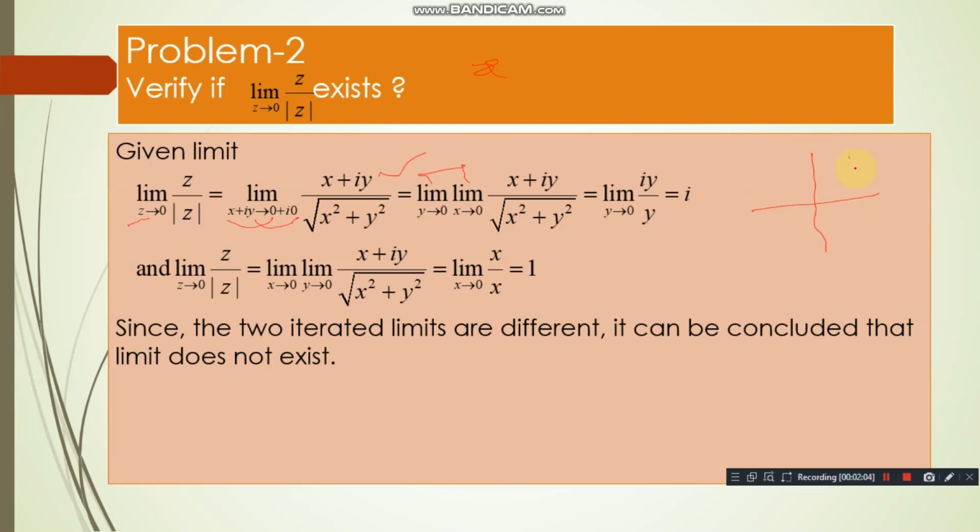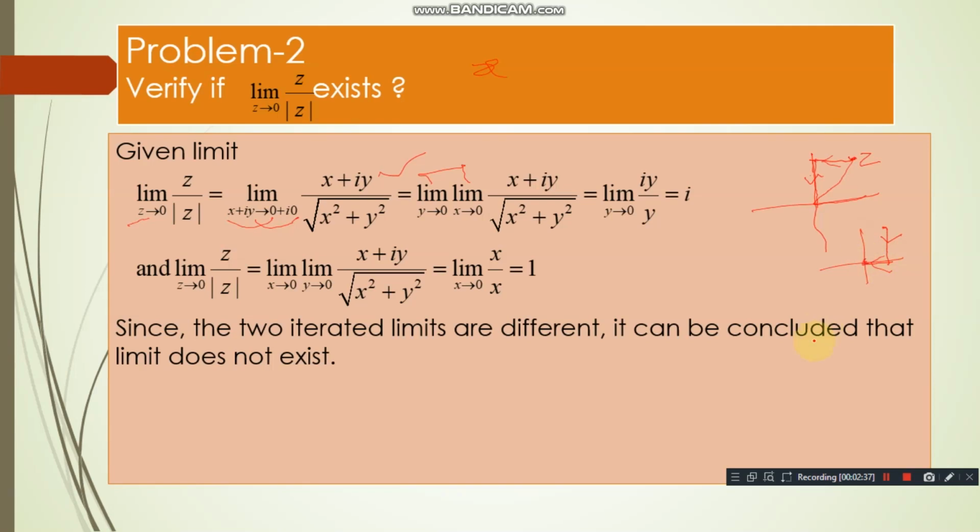Suppose this is the z value, and z tends to 0. First along the x direction I approach 0, and then along the y direction I approach 0. First along the x direction means this way, and again along the y direction we approach 0. Or if you want, you can take the y direction first, and then the x direction.